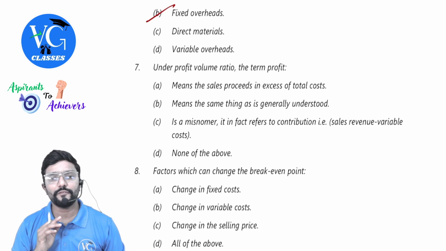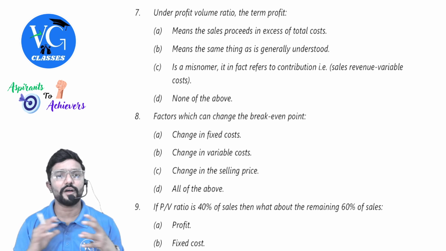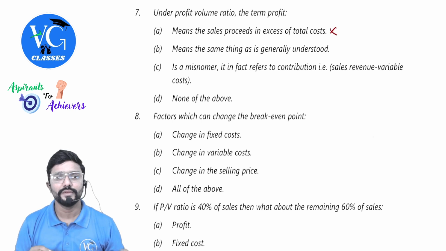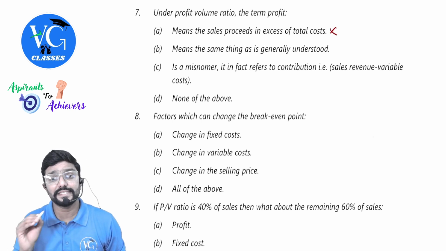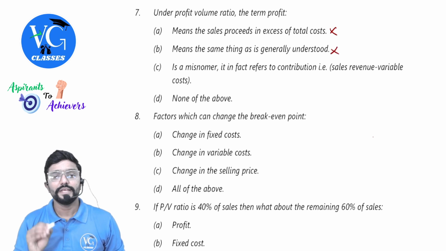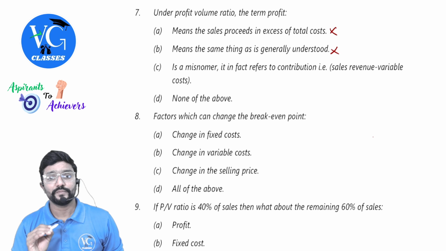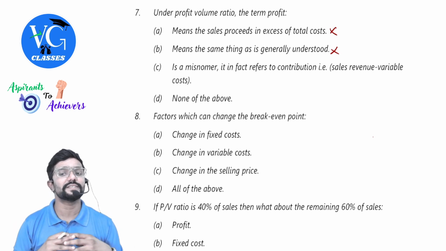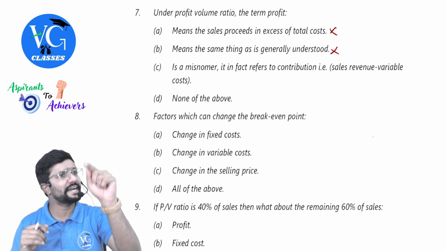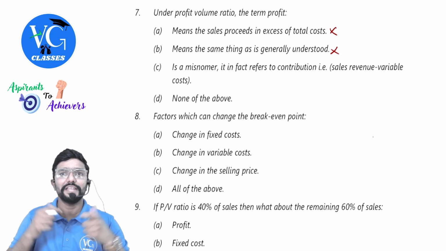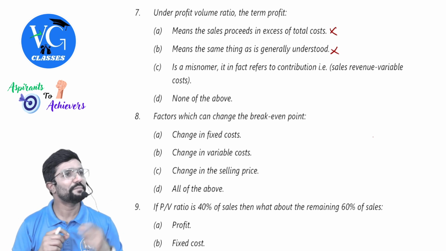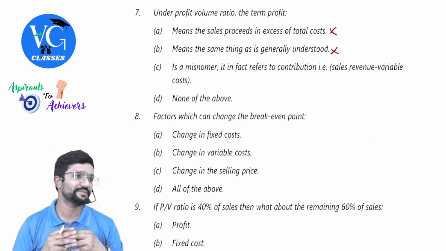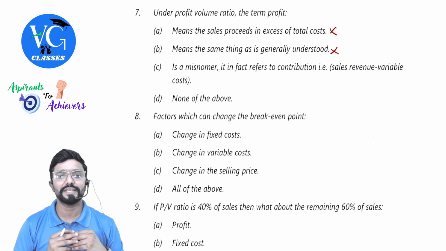Under profit volume ratio, the term profit means the sale proceeds in excess of total cost? No. Means the same thing as is generally understood? No. Is a misnomer. It in fact refers to what? Contribution. That is sales revenue minus variable cost. I had mentioned about it if you guys remember. The name is PV ratio, profit volume, but it is actually not profit percentage. It is contribution percentage, guys.